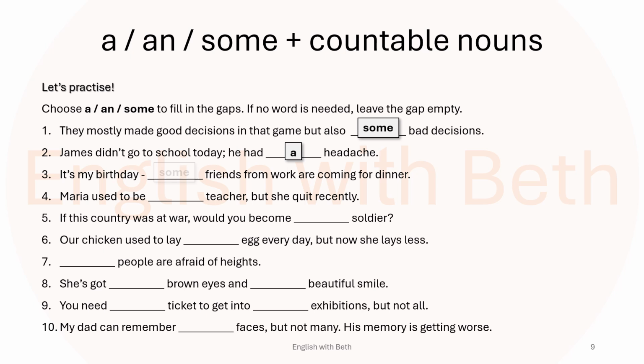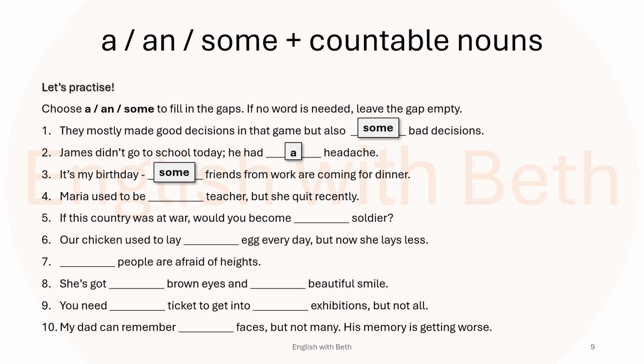Number 3. It's my birthday. Some friends from work are coming for dinner. Here we have used some because friends is a countable noun. It's plural, and we say some friends because not all my friends are coming, just some of them. A few friends are coming for dinner.